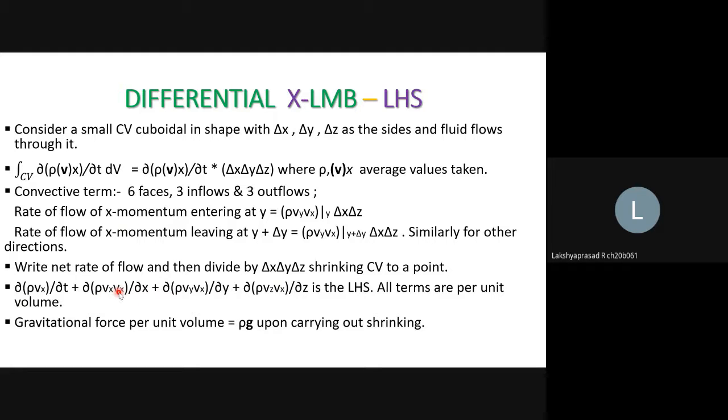So because we have written the x linear momentum balance, all the terms are per unit volume. And gravity in the RHS, one of the terms we can now tell: gravitational force per unit volume is rho g bar. Again, upon carrying out the shrinking, this is what we get, rho g bar, obviously.